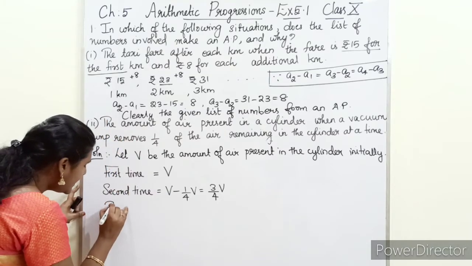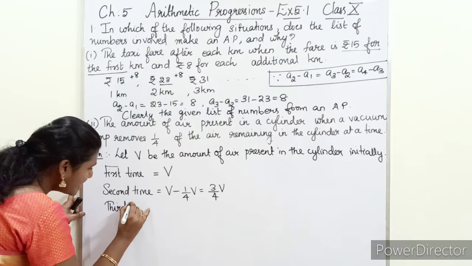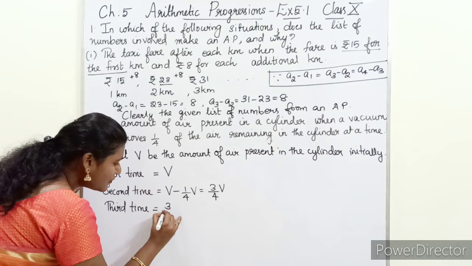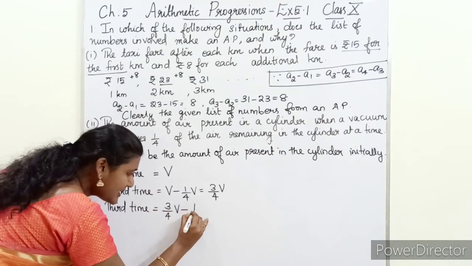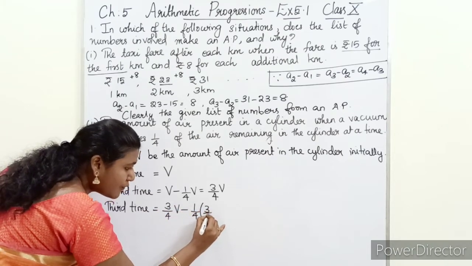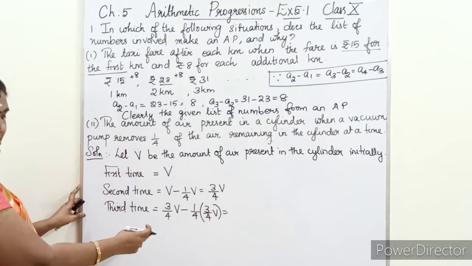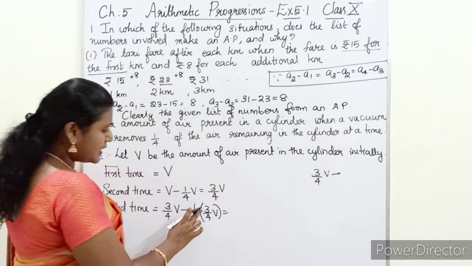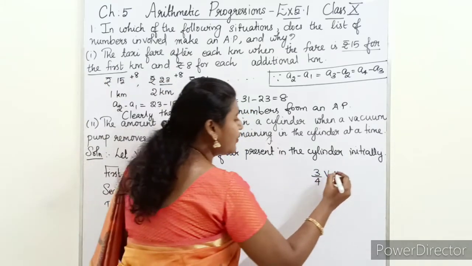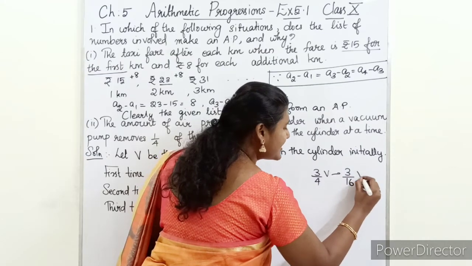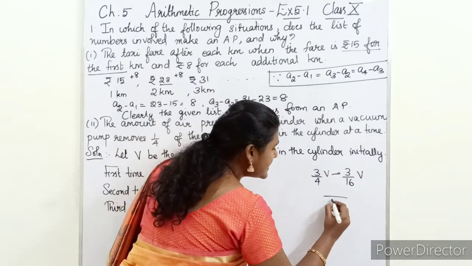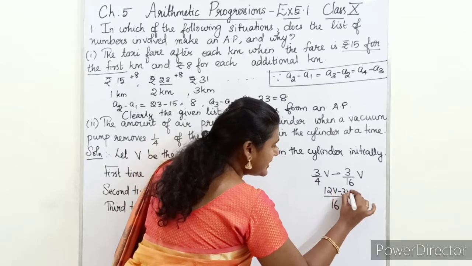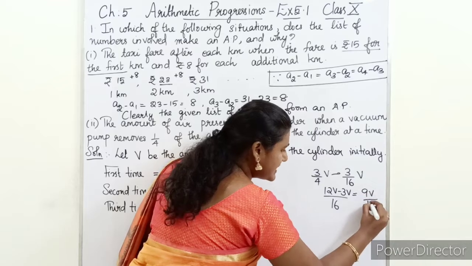Now the third time, what is the amount of air present in the cylinder? This is the air in the second time: 3 by 4 V minus 1 by 4 of 3 by 4 V. We have to simplify this. What answer will we get? 3 by 4 V minus 1 by 4 into 3 by 4, that is 3 by 16 V. We will simplify this. 16 is the LCM, so 12V minus 3V, that is 9V by 16.